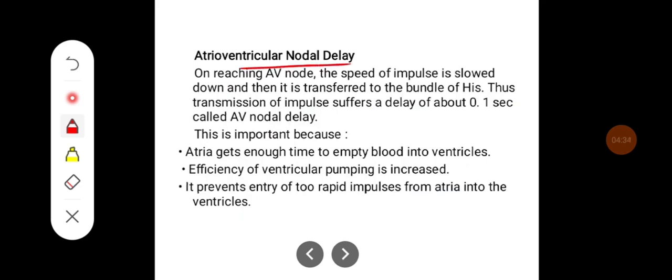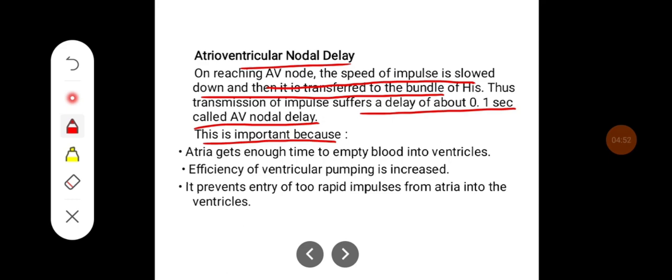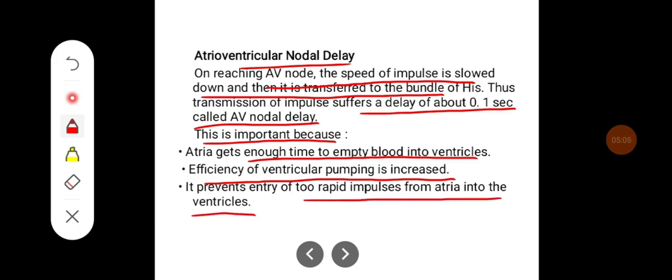Atrioventricular nodal delay. On reaching AV node, the spread of impulse is slowed down and then it is transferred to the bundle of His. Thus, the transmission of impulse suffers a delay of about 0.1 second and is called as AV nodal delay. This is important because atria gets enough time to empty blood into the ventricles and efficiency of ventricular pumping is increased and it prevents entry of two rapid impulses from atria into ventricles.